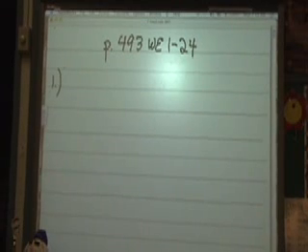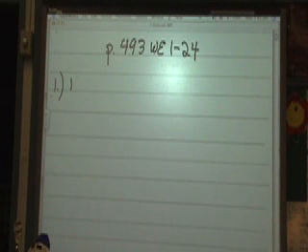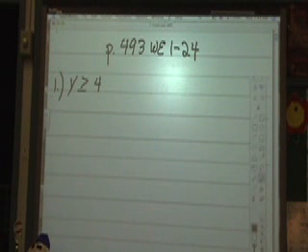Alright, we're on 493, and it's 1 through 24. So number 1, copy the inequality. It's y is greater than or equal to 4. And Meg, we're going to start with you. Before we draw the coordinate plane, what's the boundary equation? Y equals 4.